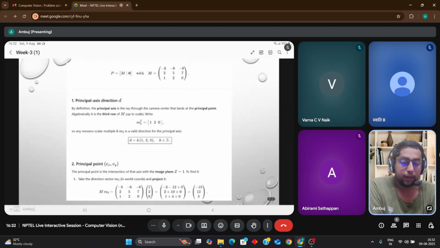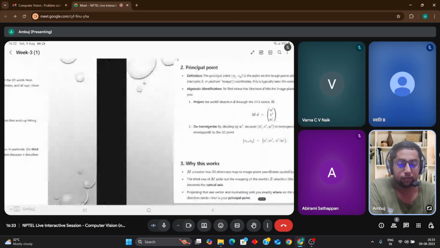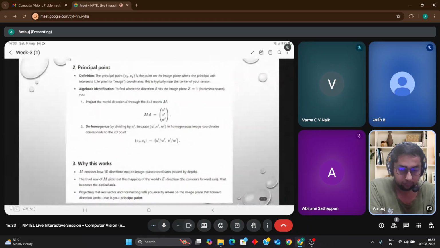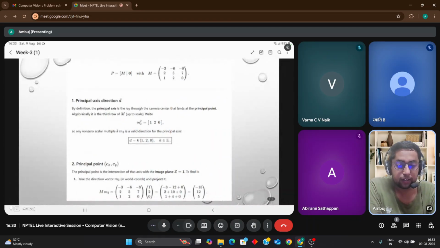P equals [M | 0] is already given to you, and you try to extract M. M would be (-3, -6, -8; 2, 5, 7; 1, 2, 0). Then the principal axis direction D: by definition, the principal axis is the ray through the camera center that lands at the principal point. Algebraically, the third row of the matrix M is (1, 2, 0), and you write D as k multiplied by (1, 2, 0), and then find Cx, Cy.